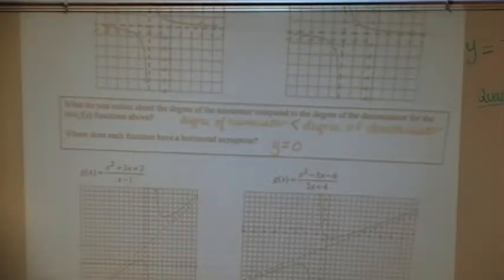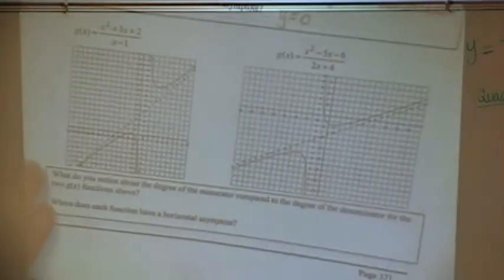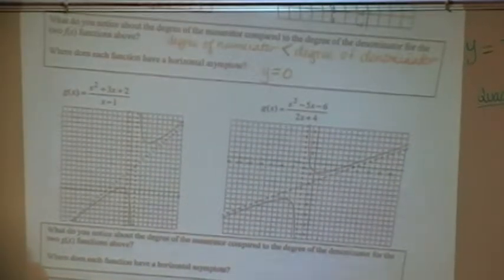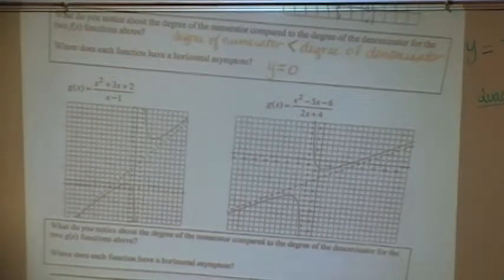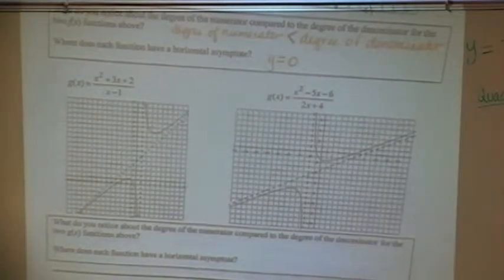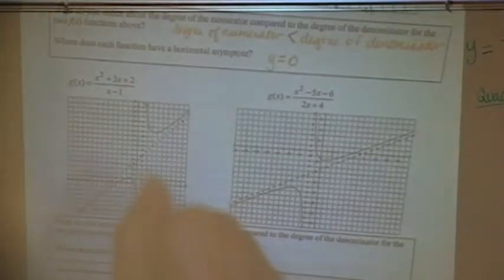Okay, now these we haven't really talked about. But if you look at these two equations, these are still rational expressions, but they look different. And down here it asks, what do you notice about the degree of the numerator compared to the degree of the denominator? So let's go ahead and compare our degrees. In this case, the degree of the numerator is greater than the degree of the denominator.